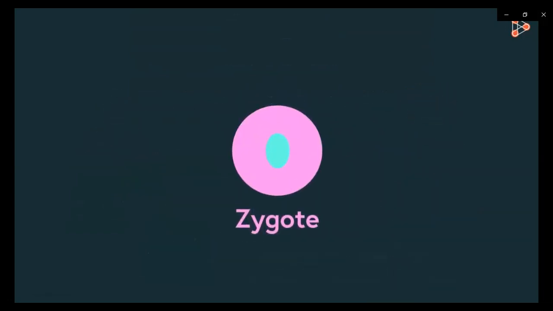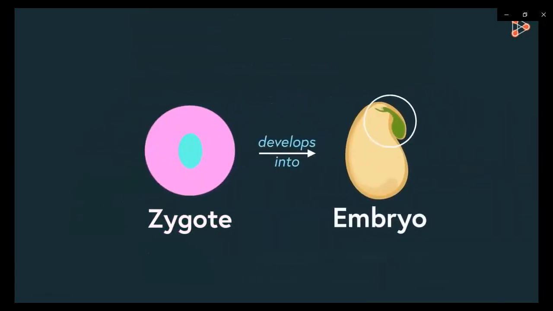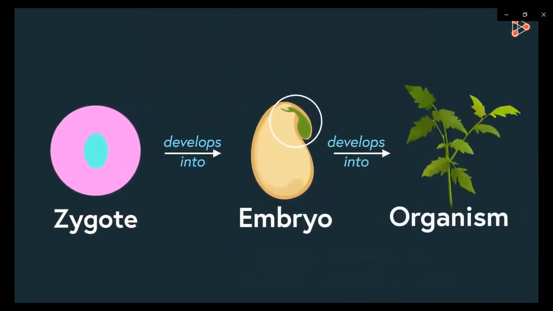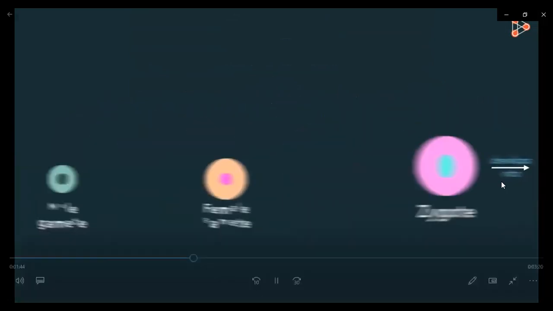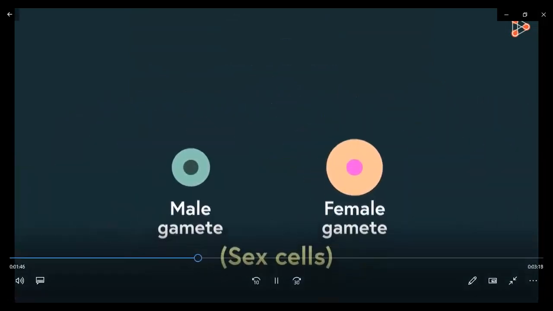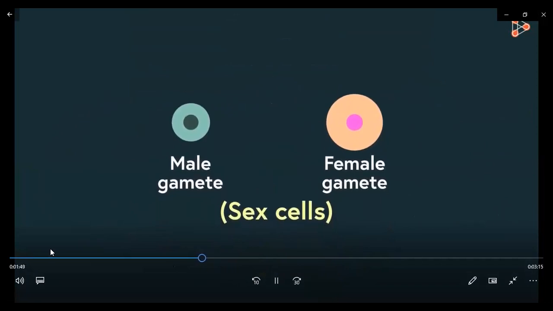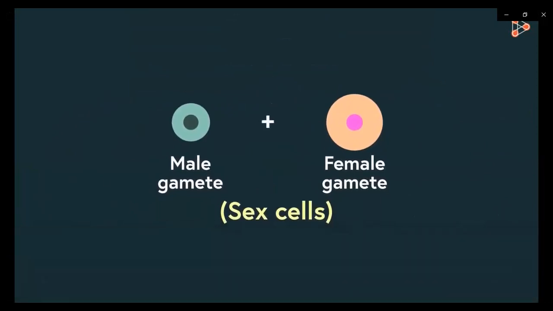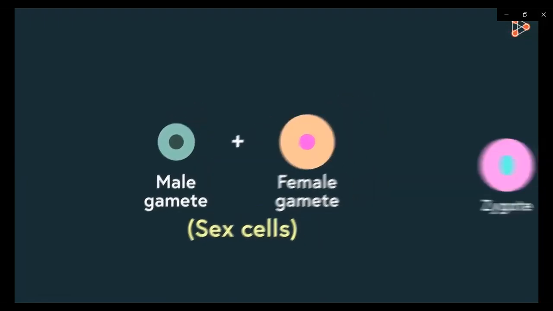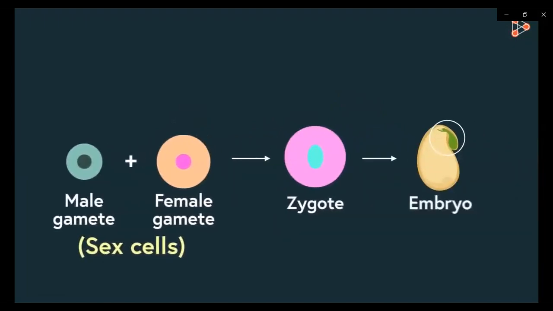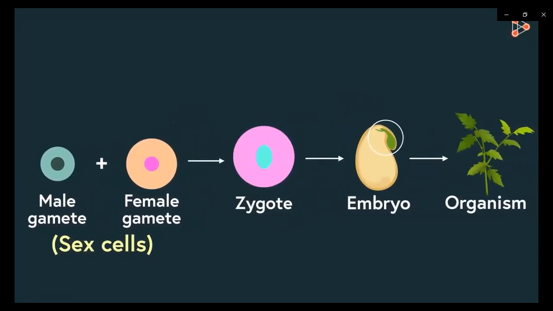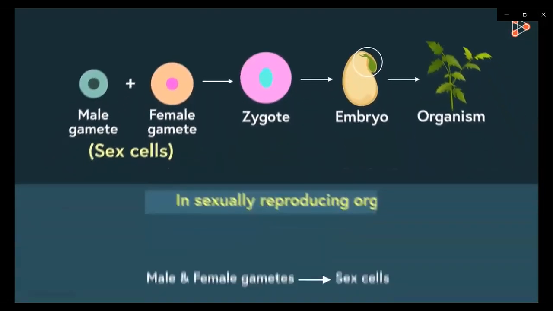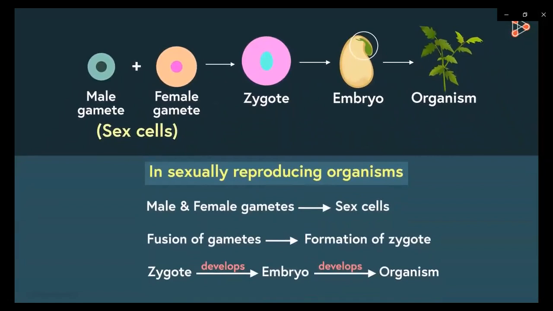This single cell further develops into an embryo. And what's an embryo, by the way? It is the structure that will further develop into an organism. So gametes are the special cells called sex cells present in organisms that participate in sexual reproduction. Fusion of the two gametes, one from a male and the other from a female, will give rise to a zygote, which will further develop into an embryo. This embryo grows and develops into a baby organism. These were a few terms that we had to know.